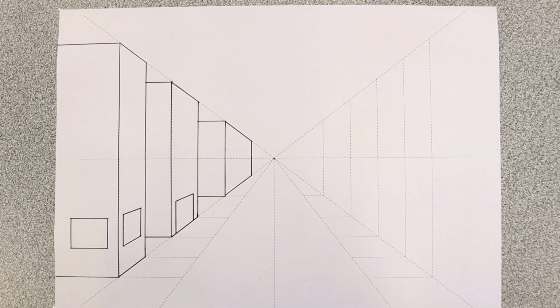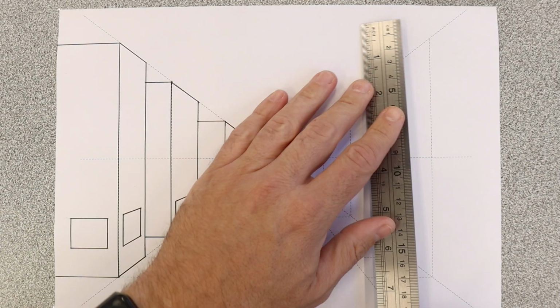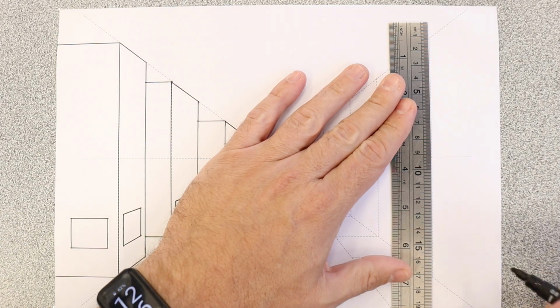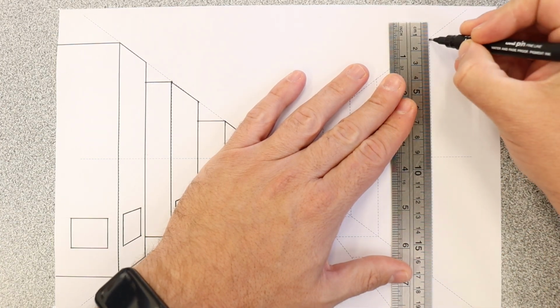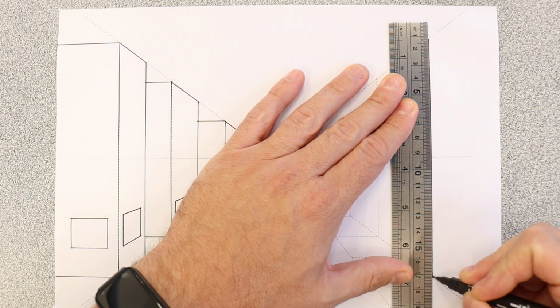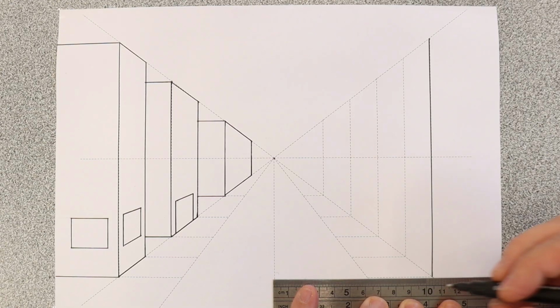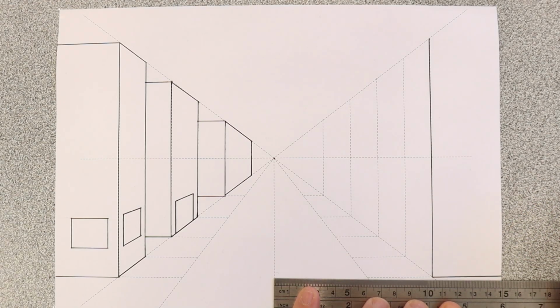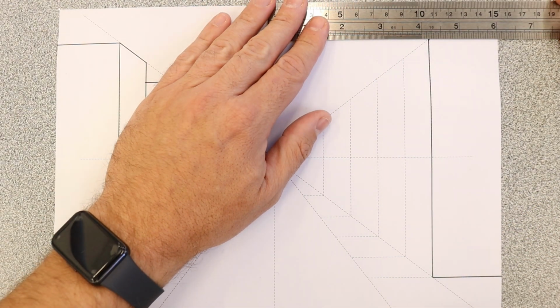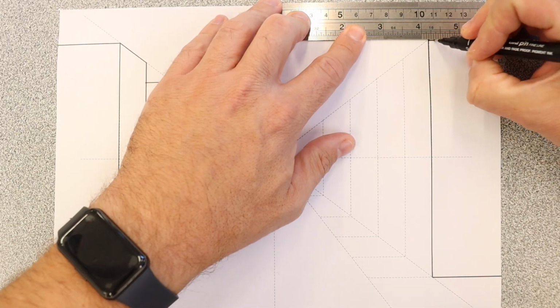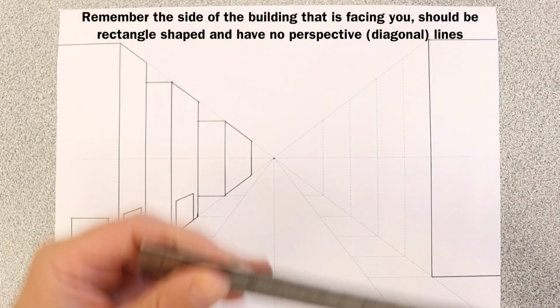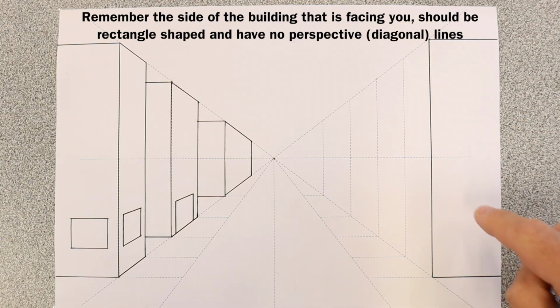Okay, so I'm just going to finish off some of the drawing just so we can do the other side, and we'll maybe fast forward this bit as well. So remember, we're going to draw a nice vertical line parallel with the edges of the page as well. Remember, this side of the building is square because it's facing you.